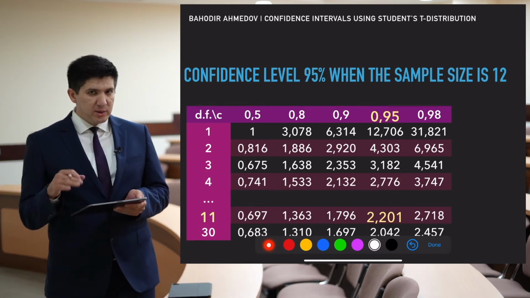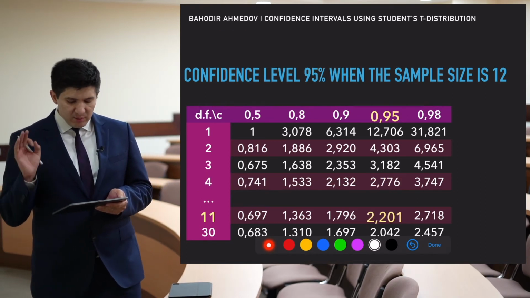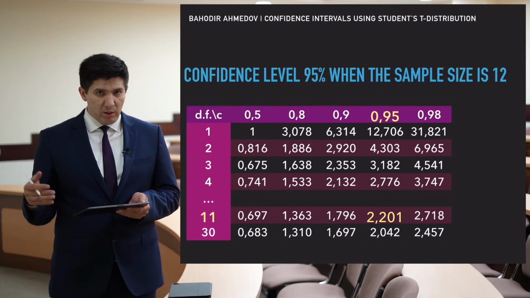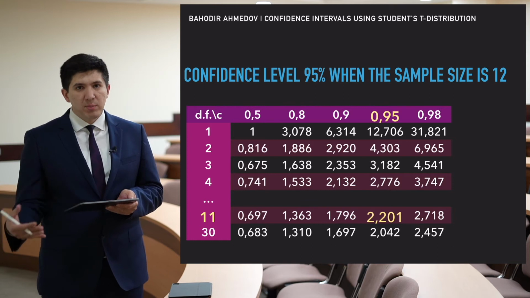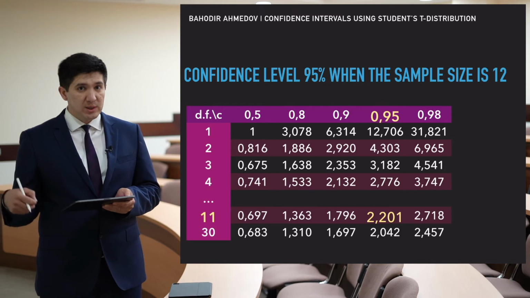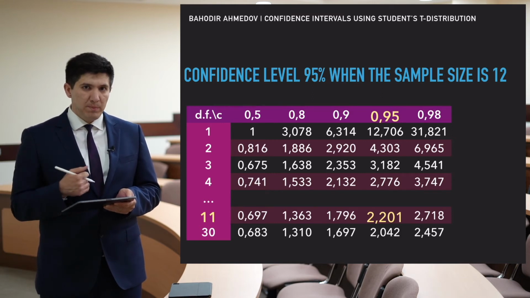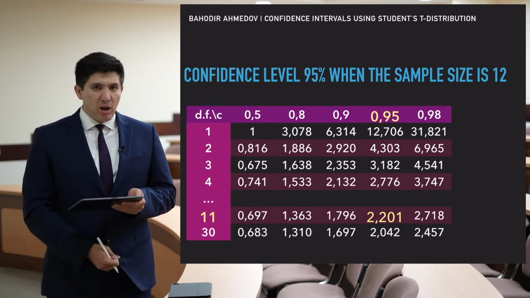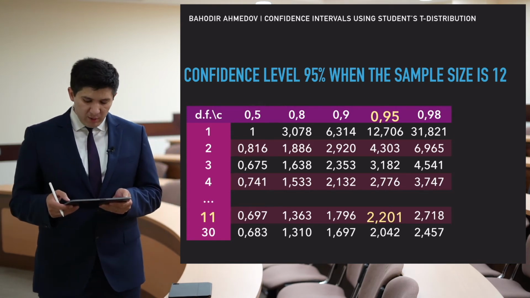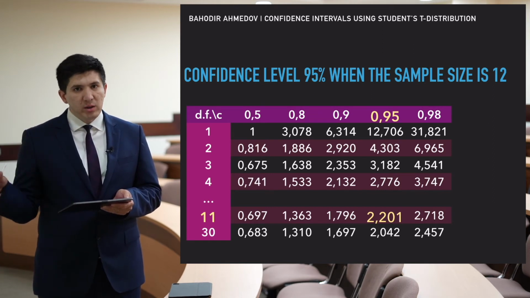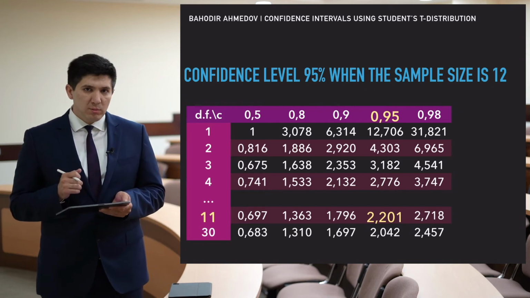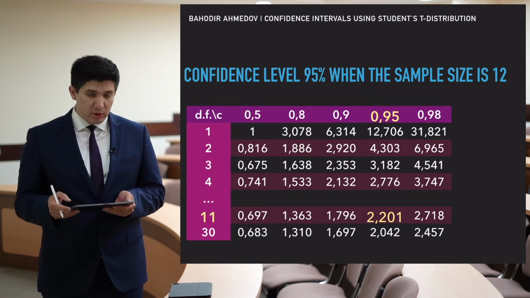Let's do another example. Let's say you would like to find a critical point which corresponds to the 95% level of confidence when you have a sample with 12 items. Again, the degrees of freedom is going to be 12 minus 1, which is 11. You find this from the first column. Then the confidence level is going to be equal to 95, because you're given the 95% confidence level. You choose the intersection of these two rows and columns. You're going to find a critical point equal to 2.2.